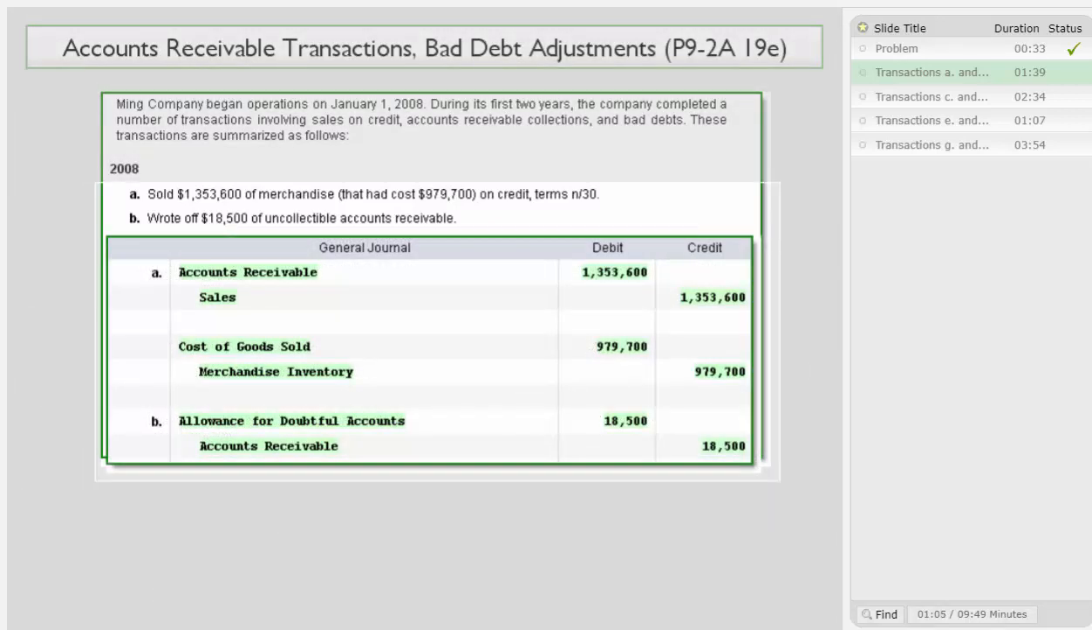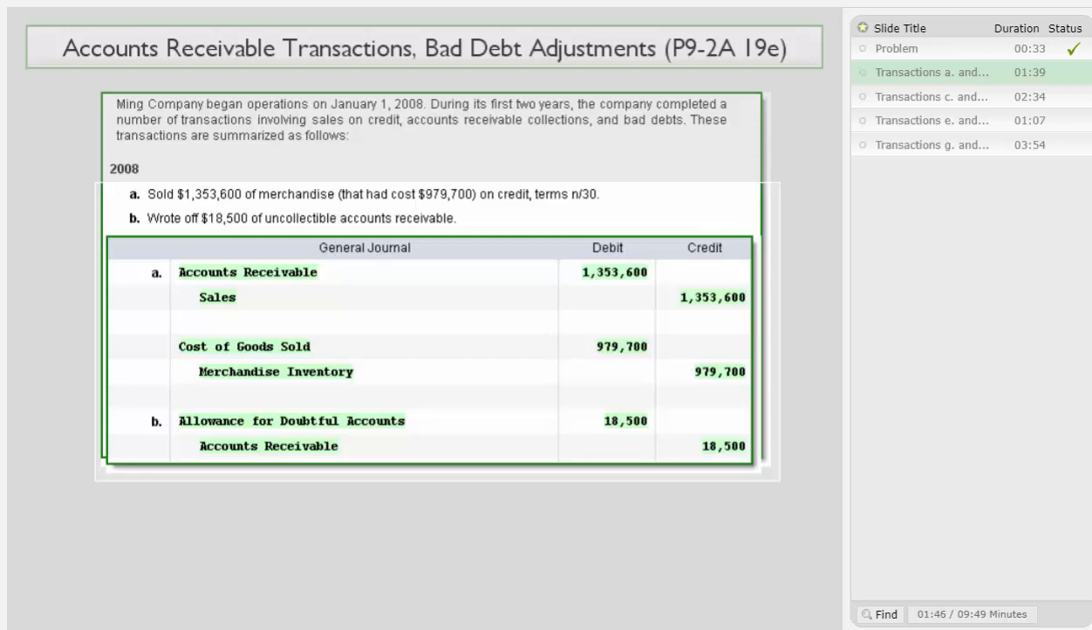On transaction A, we increase accounts receivable with a debit in the amount of $1,353,600, and we credit sales in the same amount, and that's how we record this transaction, which was made on credit. Then we also have to record the cost of sales related to this. And the cost of the goods sold, or cost of sales, was $979,700, so we debit cost of goods sold in that amount and credit merchandise inventory, which removes it from inventory, in the same dollar amount.